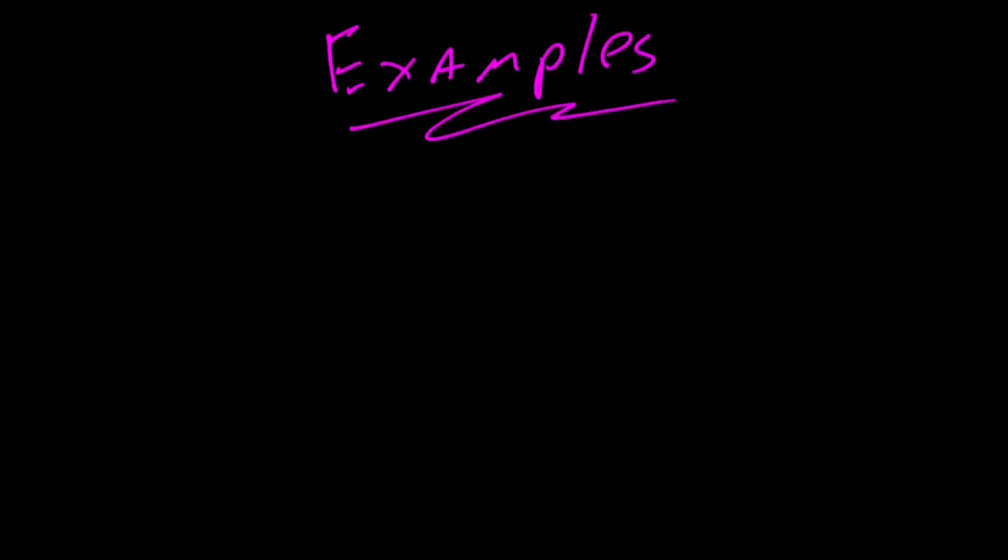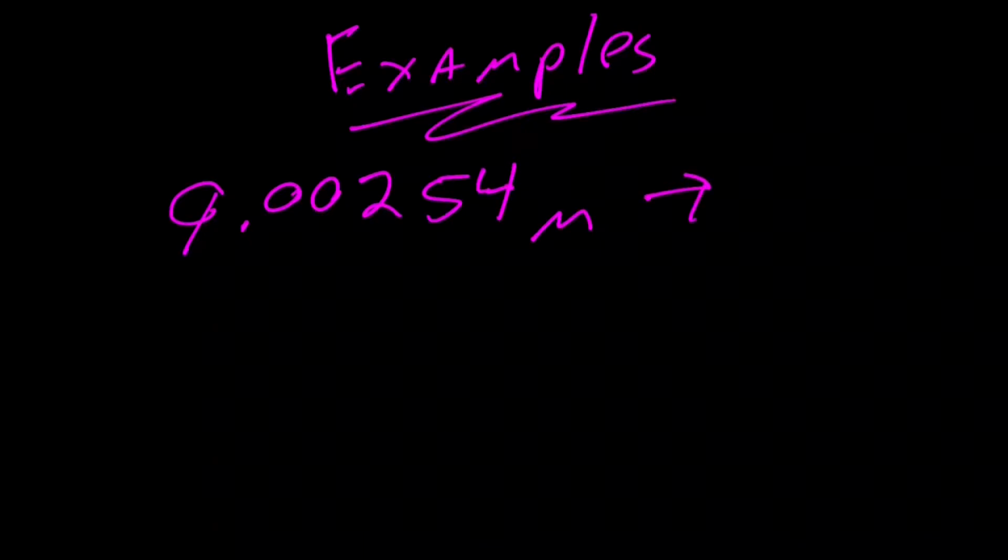Okay, so let's start off with converting meters to millimeters. So what if we have 0.00254 meters? How many millimeters is that? Millimeters is going to be a factor of 1,000 for meters. So all we need to do is move the decimal place over 1, 2, and 3 places and put a new decimal place in that location.